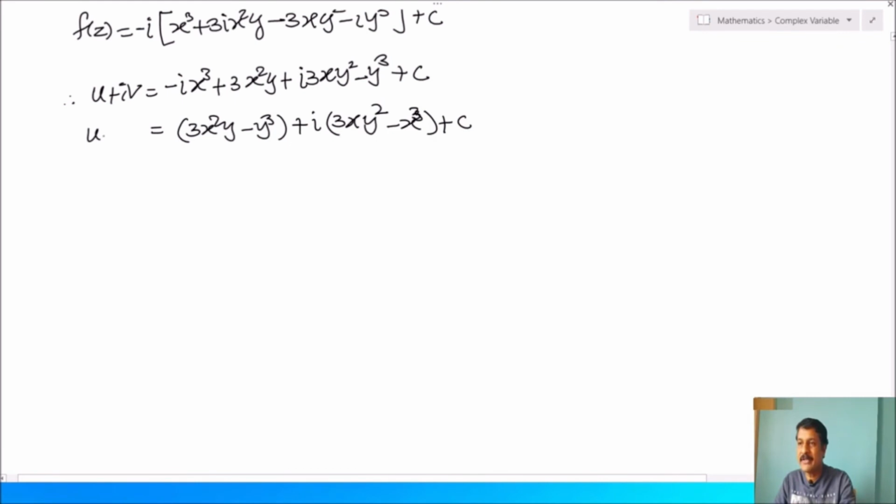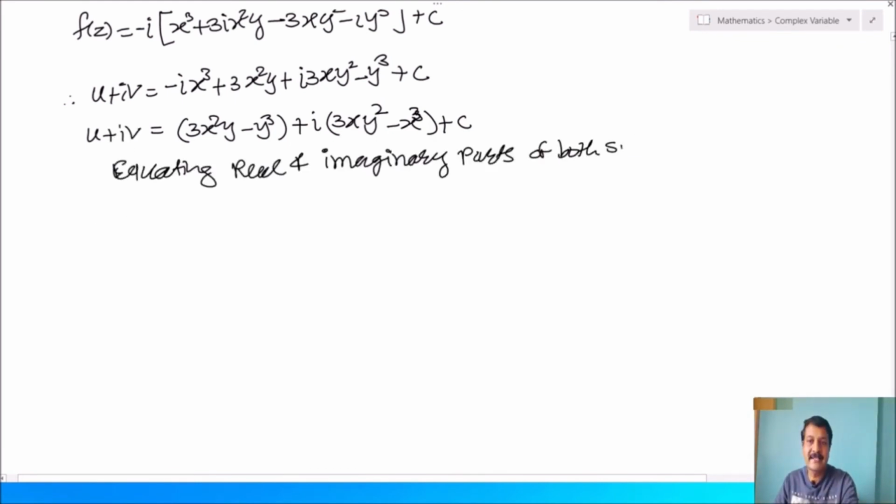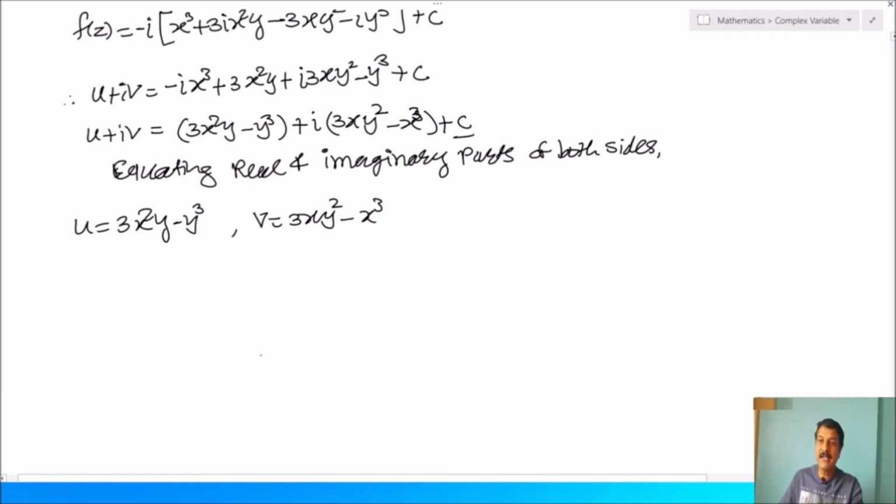So by equating real and imaginary parts of both sides, you will get u equal to 3x square y minus y cube and v equal to 3xy square minus x cube. So plus c you can attach to any one. That depends on the conditions. So conditions are not given here. So this is u and v.